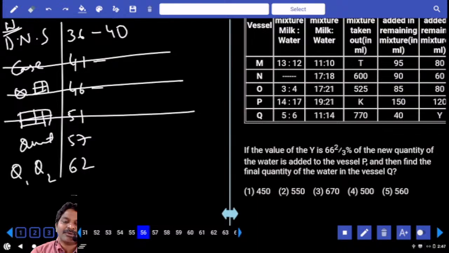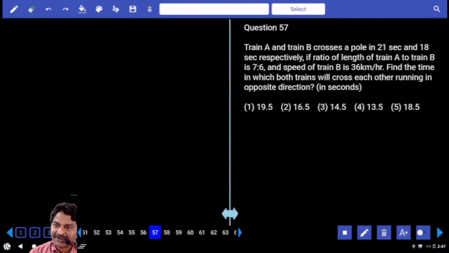Now this is also over. Shall we go for quant then? Quant is better. 57 onwards. Continue.